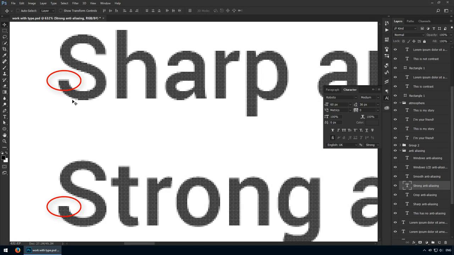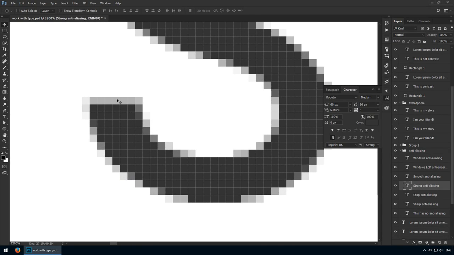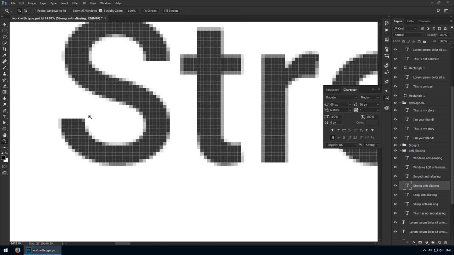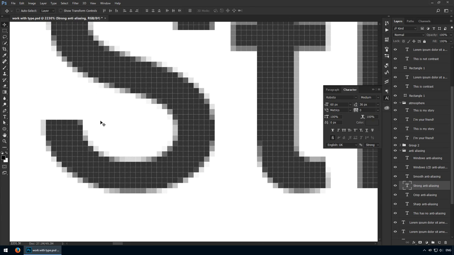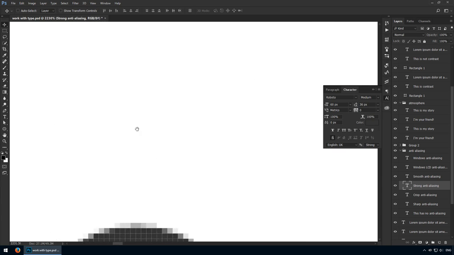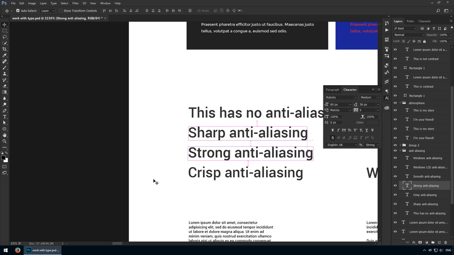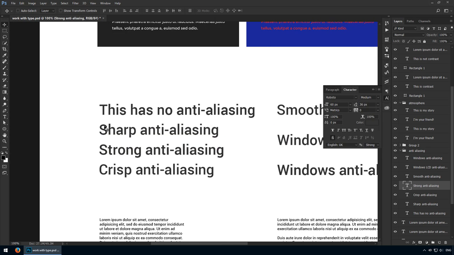Same thing here and here. Sharp has another 2 pixels that help smooth this transition, while the strong anti-aliasing option has them completely filled with colour. You might think these semi-transparent pixels should be avoided because they look blurry, but when you zoom back out at 100%, you'll see these help the text look better.